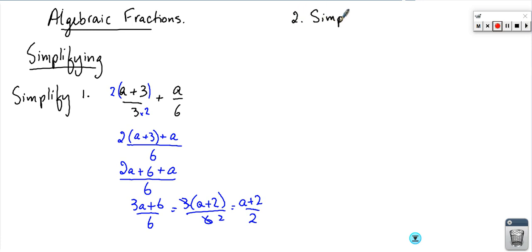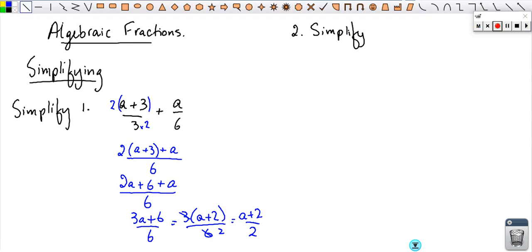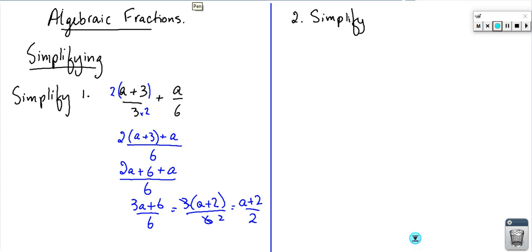Simplify 2a plus 1 on 2 minus 3a plus 1 on 3. Now you have to be somewhat more careful here because you have a negative sign, and normally when we have a negative sign, it's easier to make mistakes. Note also that in exams it's usual to have the negative sign between the two fractions.